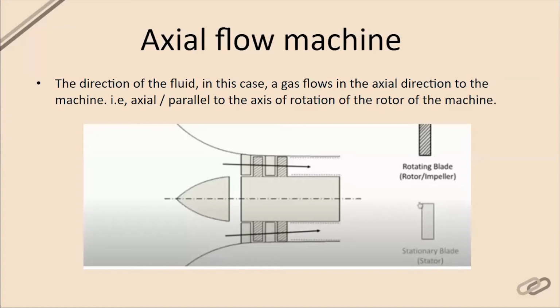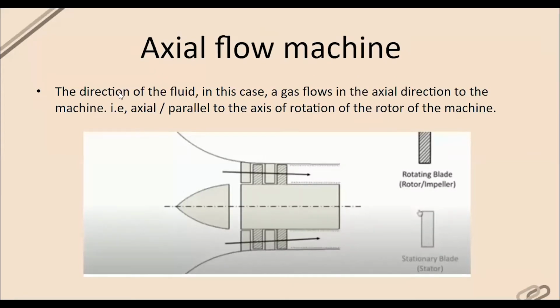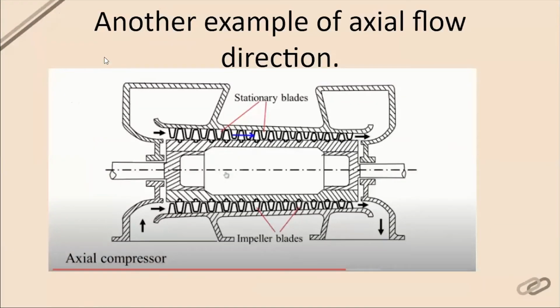If you see the dotted line, or the center line in the center of the diagram, that is the axis. And the black arrow is the direction of the flow of the fluid. So in this case, it is parallel to the axis of rotation. The gas flows in the axial direction, parallel to the axis of rotation of the rotor of the machine. So this is defined as the axial flow turbine.